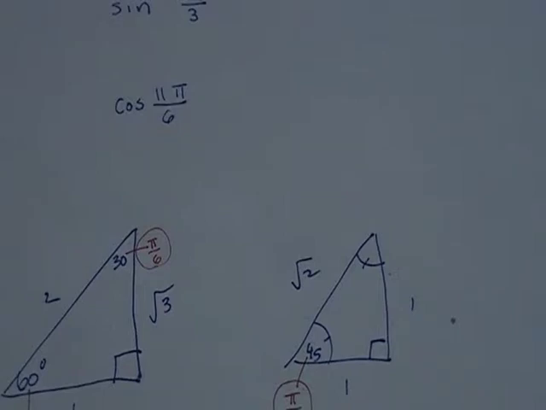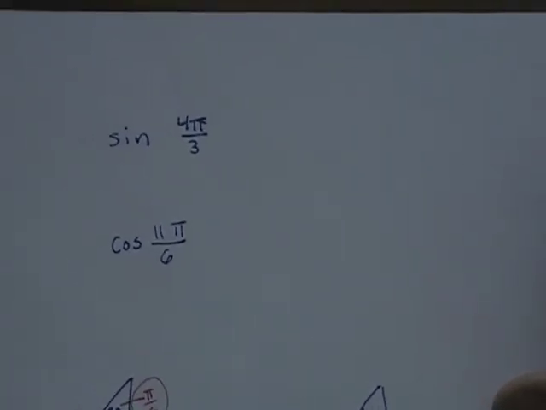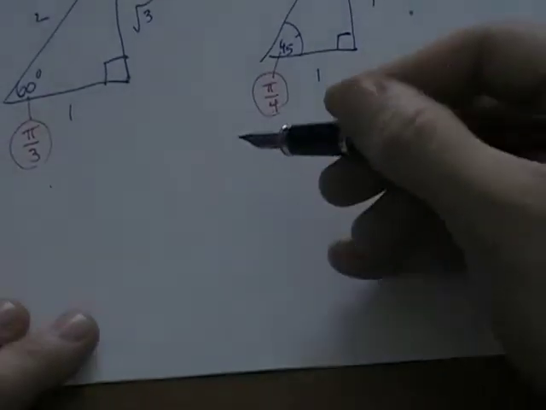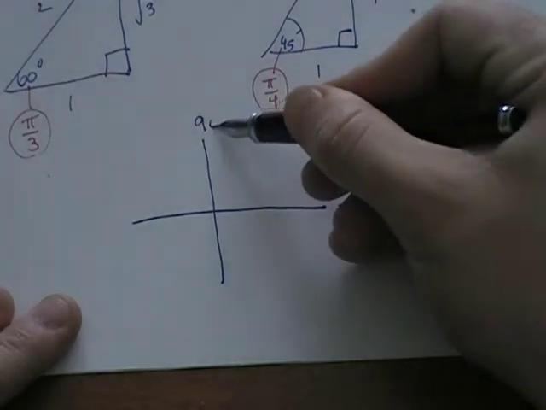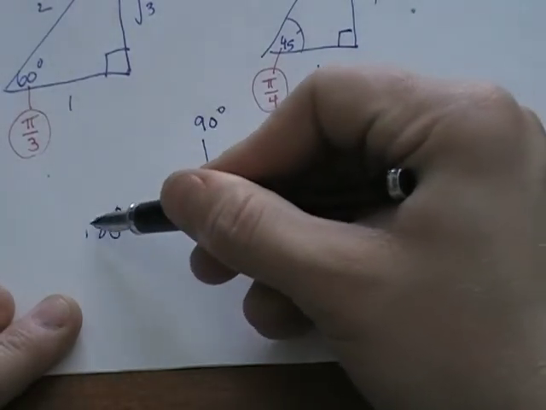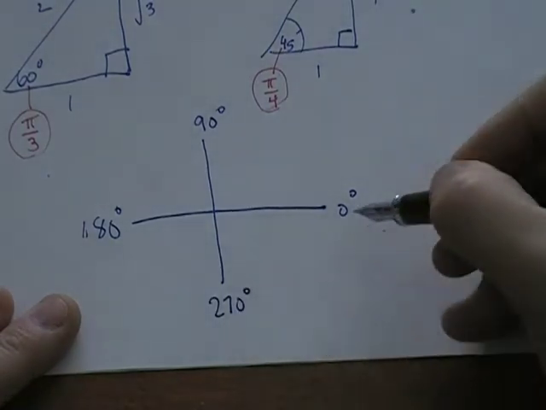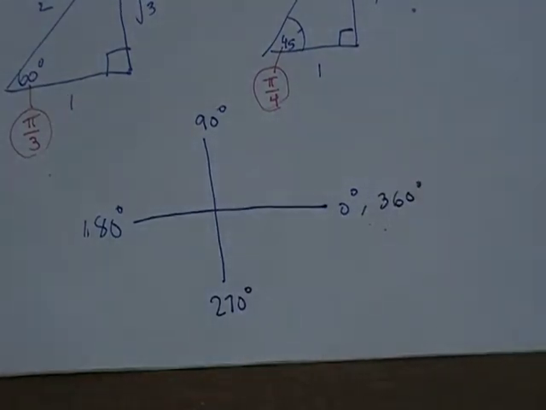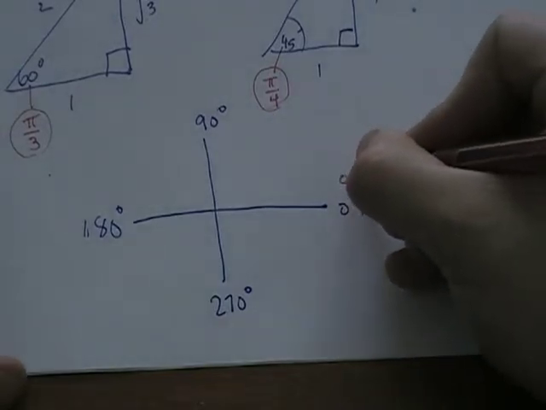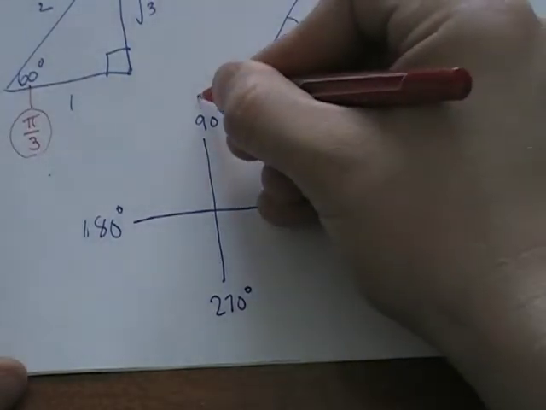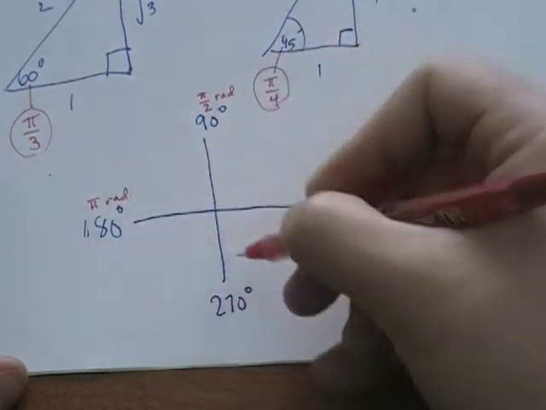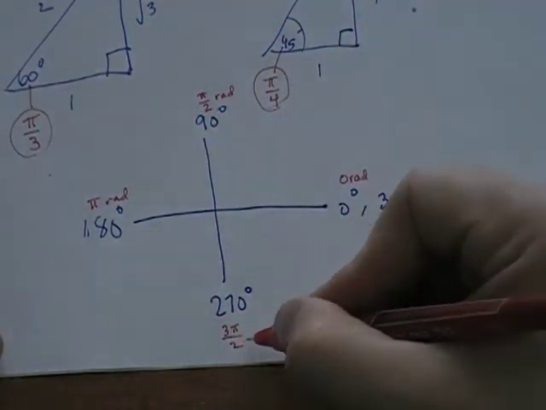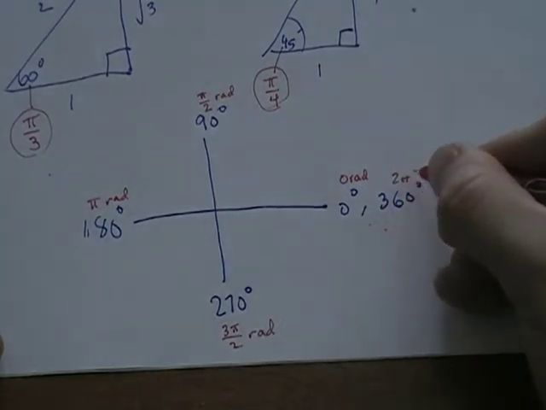What do I mean by that? Well, let me draw one other picture just for fun. We know this is 0 degrees, 90 degrees, 180 degrees, 270 degrees, and 360 degrees. We know that. But I can come in and add radians. This is 0 radians. This is pi over 2 radians. This is pi radians. This is 3 pi over 2 radians, and this is 2 pi radians.